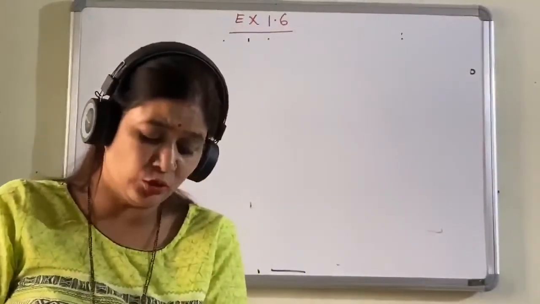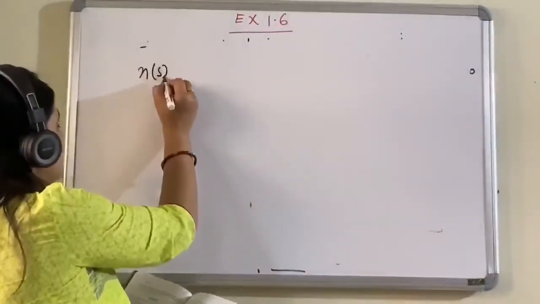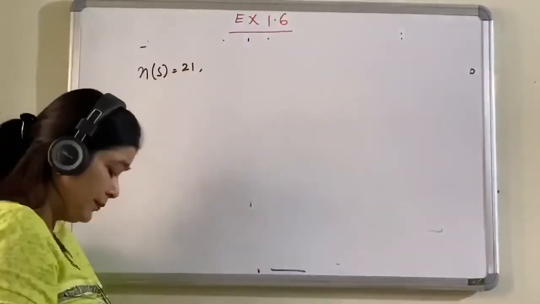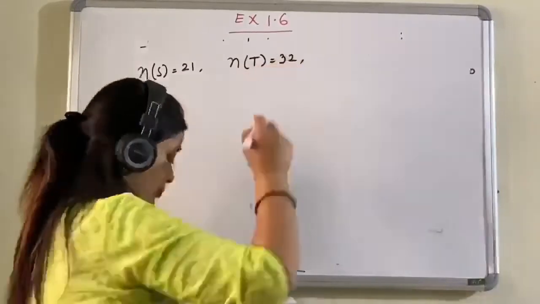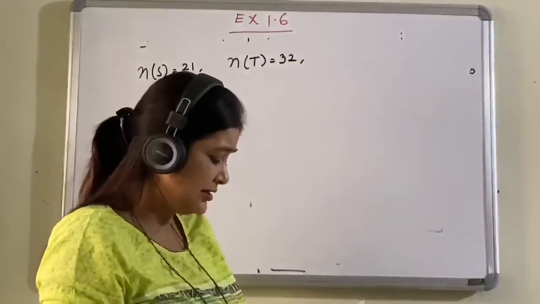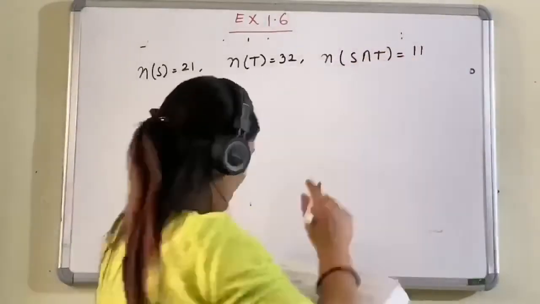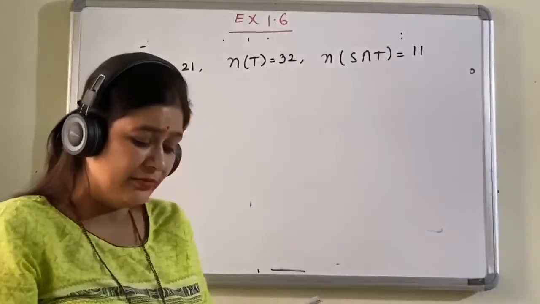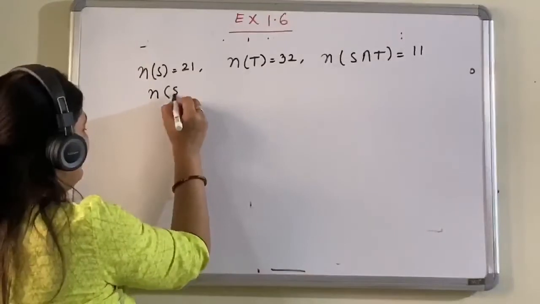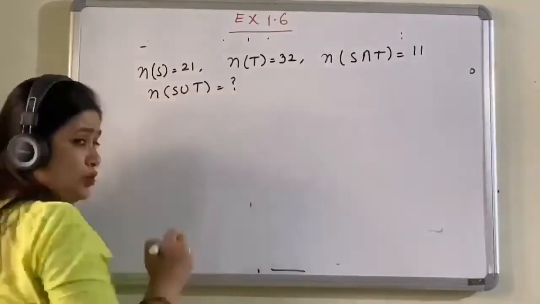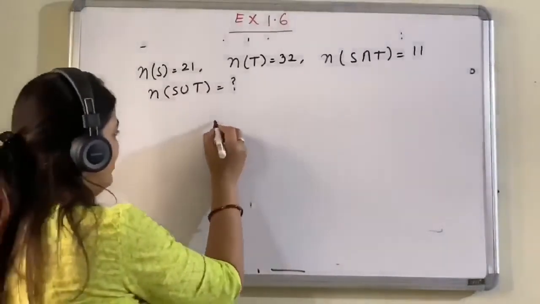If S and T are two sets such that S has 21 elements, T has 32 elements, S intersection T has 11 elements, how many elements does S union T have? Same, students, you can do it by Venn diagram or by formula. I am doing it by Venn diagram.